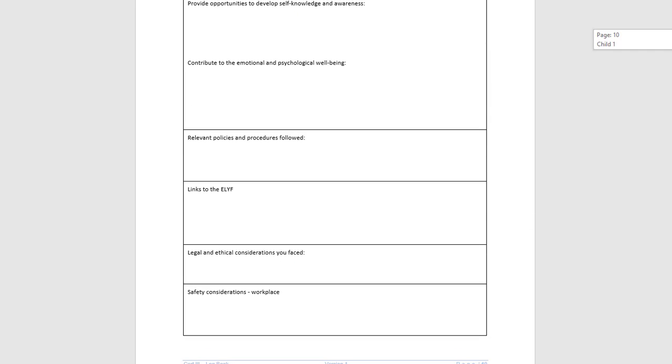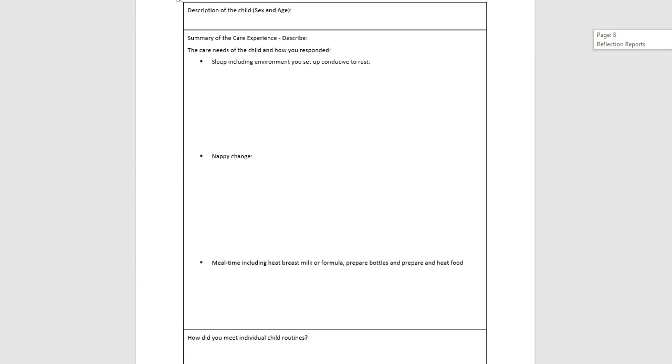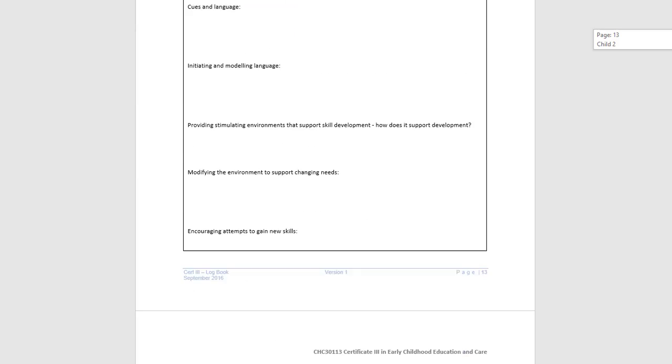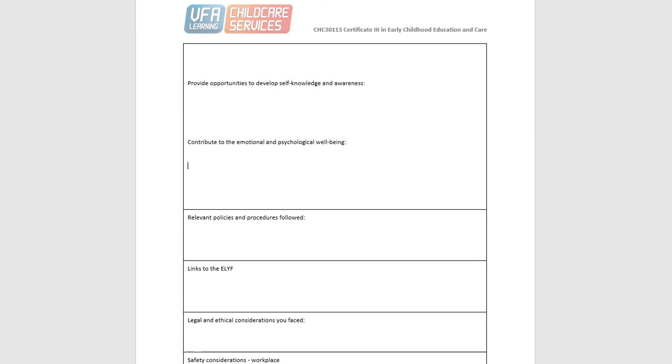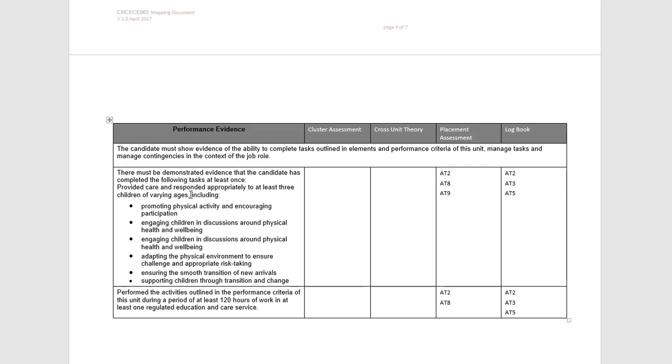Obviously there'd need to be some clear instruction that the observation can't be done on the same child that you've reflected on. So I thought that was one way, but the other way I was hoping you could have a look at it. So if I bring up mapping here, for example, you can see where we're talking about the 3 here. This is under the unit provide care for children.